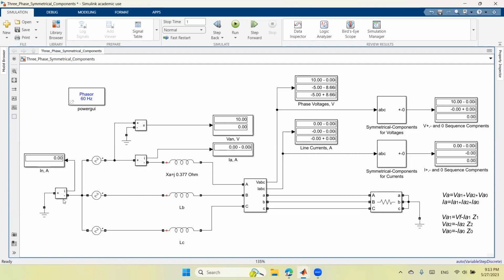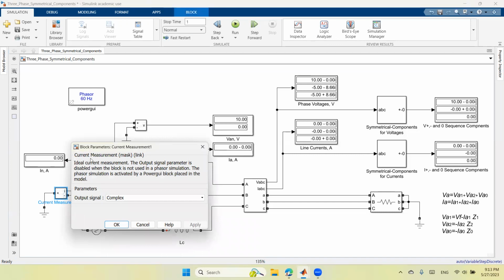Here I'm using a current measurement device. So this is current measurement device. I'm using it to measure the current in the neutral connection. And we know that the current in the neutral connection should be equal to 0 if the system is balanced and we have balanced conditions.